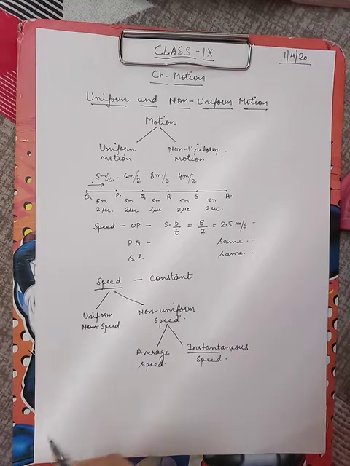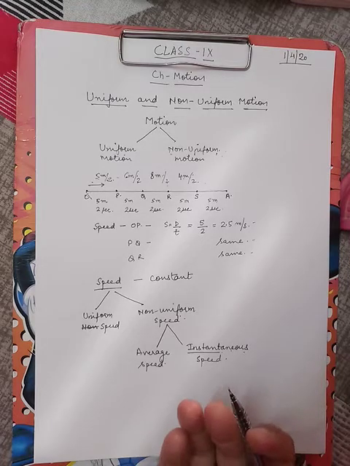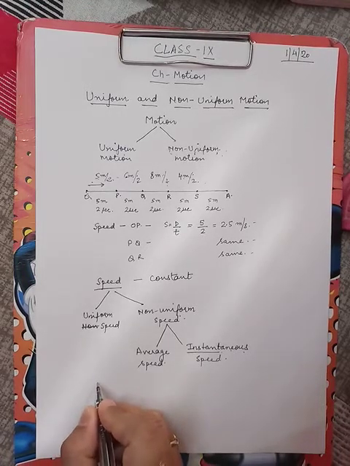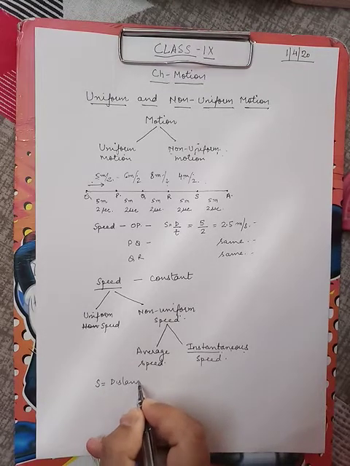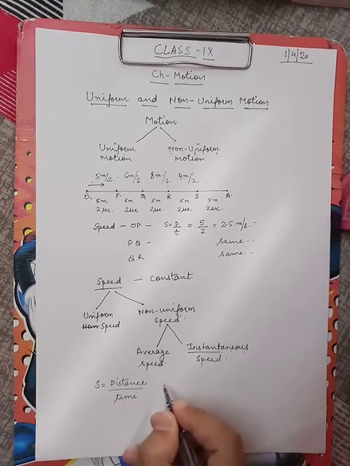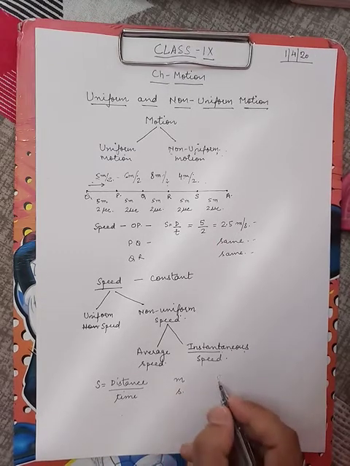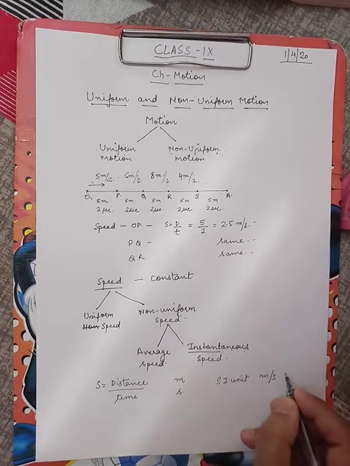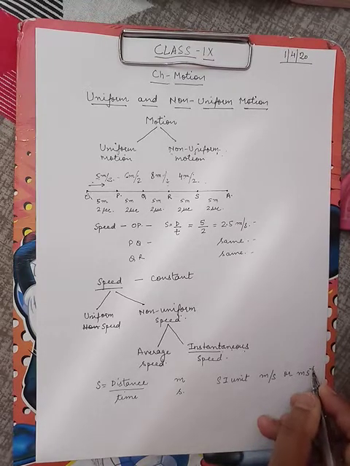Now comes the formula and the SI unit of speed that we are going to use in this chapter. We have learned this formula in our lower classes also, that is speed equals distance upon time. According to this formula, distance is measured in meters and time is measured in seconds for the SI unit. So the SI unit becomes meter per second, or it may be written as m s to the power minus 1.